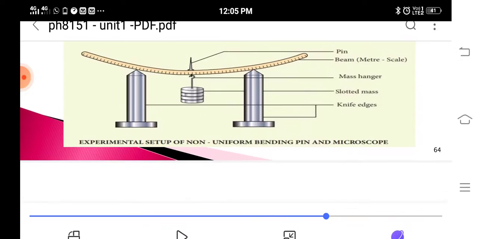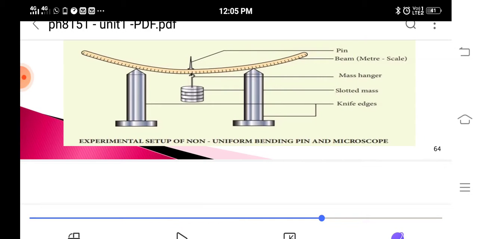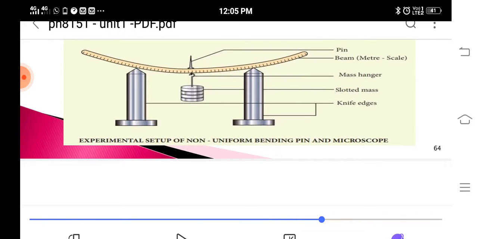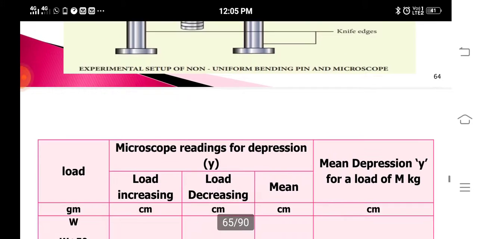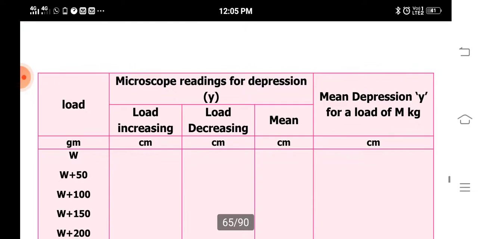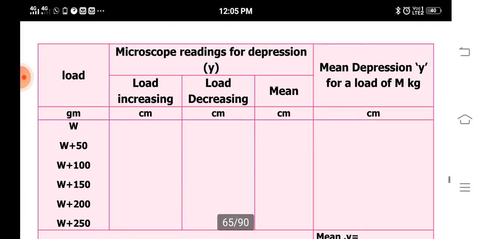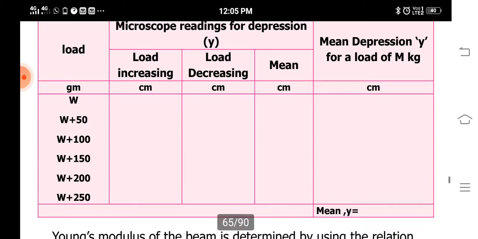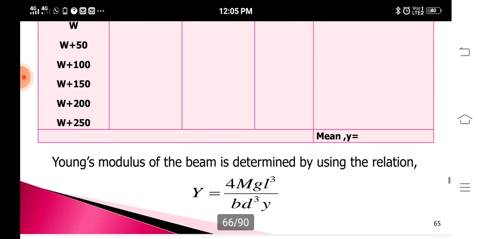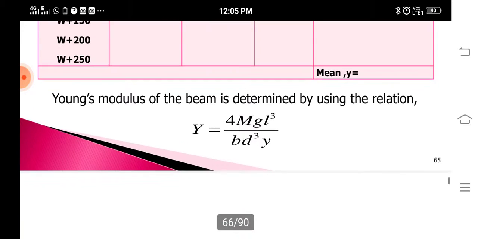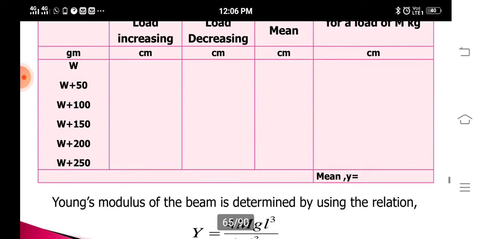Then load is applied continuously and the pin is adjusted and the value is taken, where loading and unloading are done. So we can know the value of depression in case of loading, load increasing and load decreasing. By noticing the values of load increasing and load decreasing, that is W plus 50, W plus 100, W plus 150, 200 and 250, we can get the mean depression Y for a load of m gram. By substituting the values in mg L cube divided by BD cube Y, we get Young's modulus of the beam by non-uniform bending. Thank you.